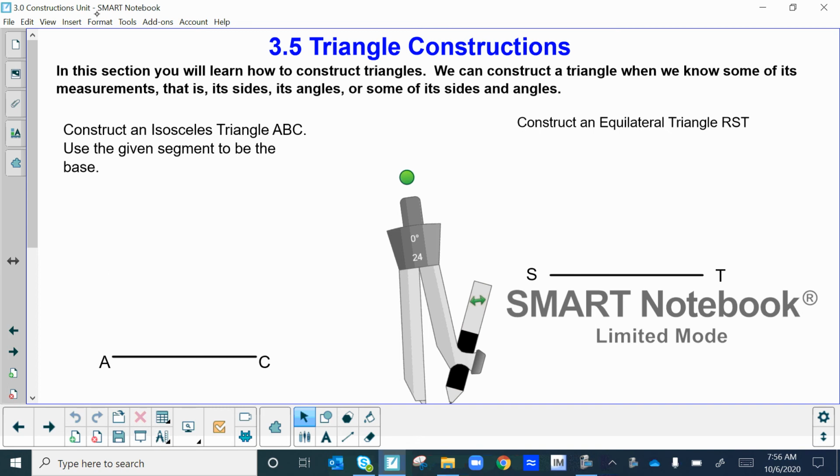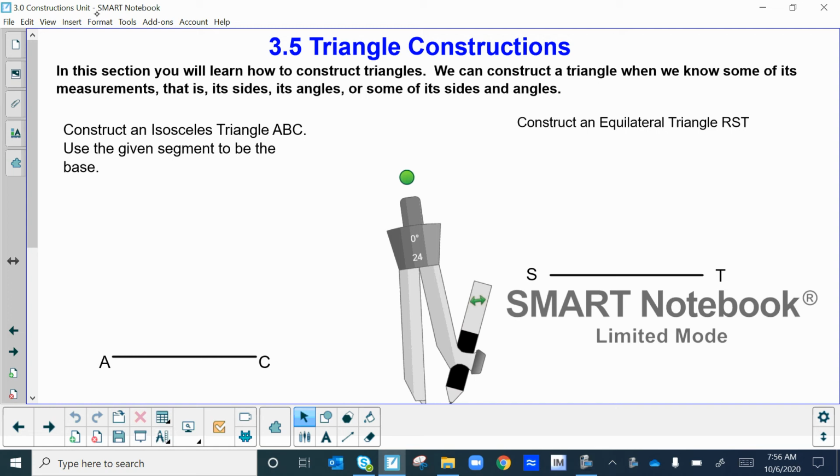All right, guys, this is going to be our last constructions section for our constructions unit. This is 3.5, triangle constructions. In this section, you will learn how to construct triangles. We can construct a triangle when we know some of its measurements, that is, its sides or its angles, or some of its sides and its angles.